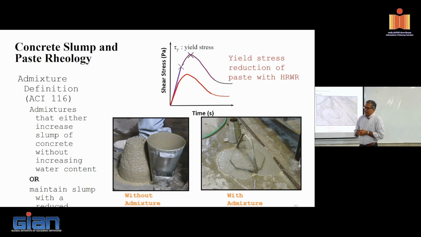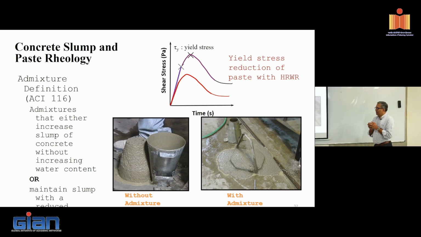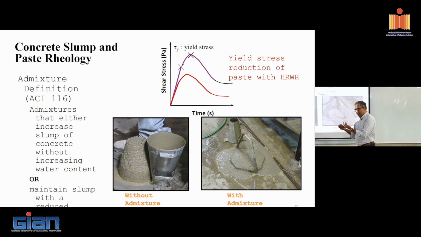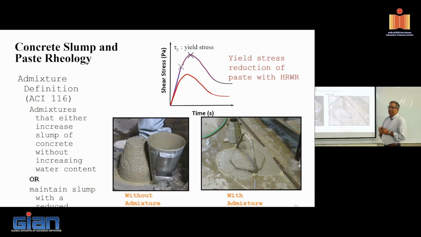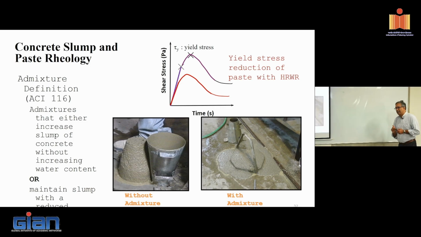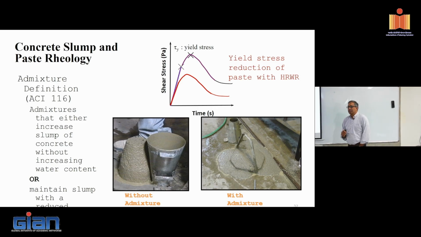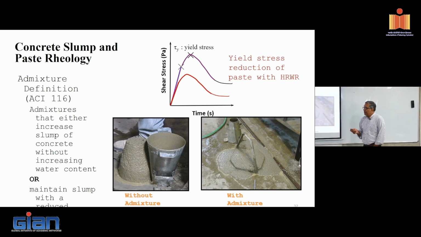Here come the admixtures, right? So I can use an admixture to reduce the water demand. I can maintain the same slump with a lower water content, or increase the slump. Basically, what am I doing? I'm artificially playing around with the demand of water for a specific requirement, which is the flow requirement. Right? If I take regular cement paste, suppose this is the yield stress of the cement paste, what would happen if I added a specific admixture, which is a superplasticizer or a high range water reducer?